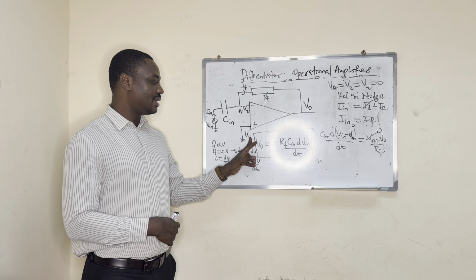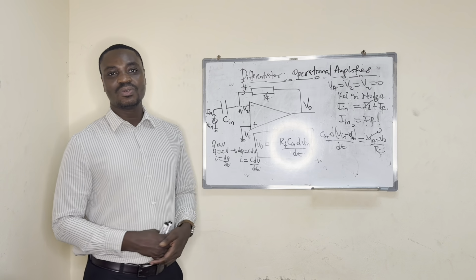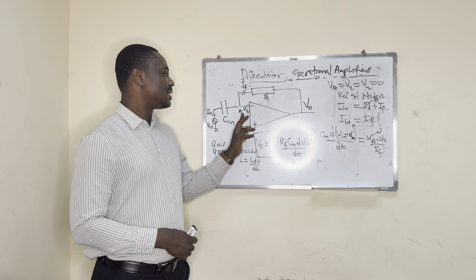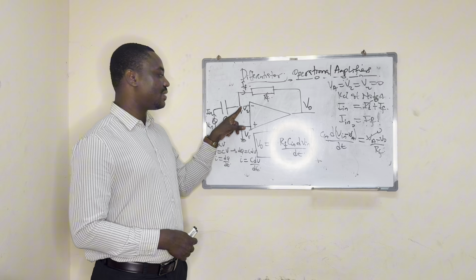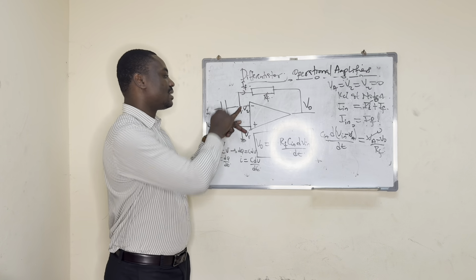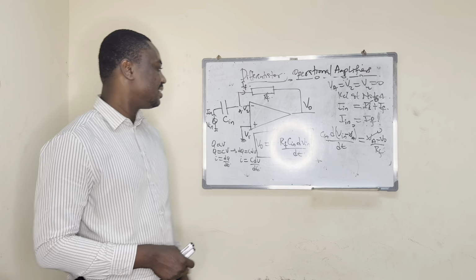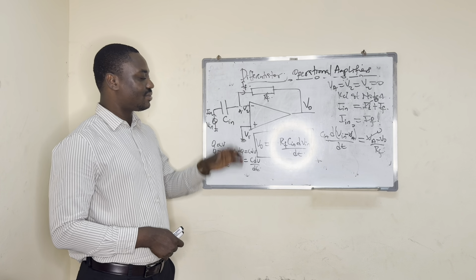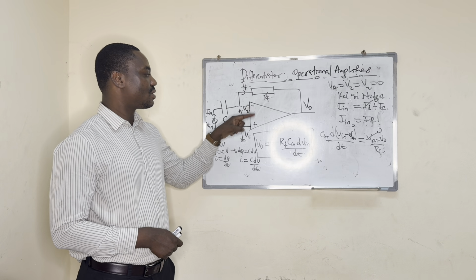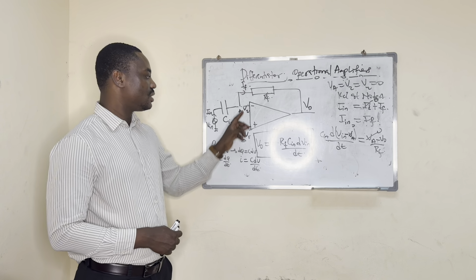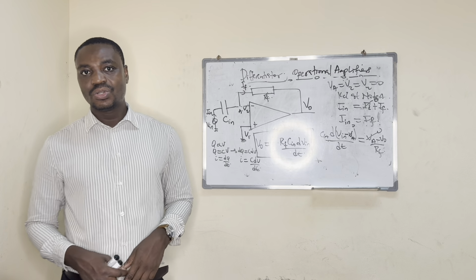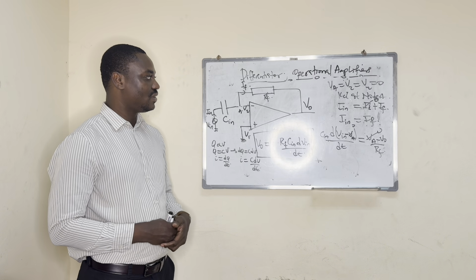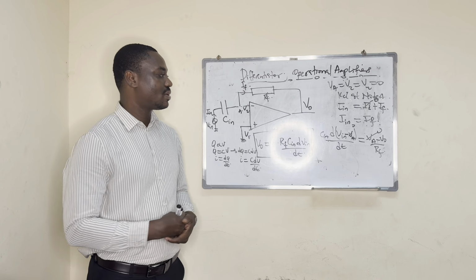Again, V1 here is grounded. That means V2 is also grounded because of virtual ground. So we have the voltage at node A, because you can see that we have a junction with a connection of 2 or 3 components. The voltage at node A is the same as that of V2, because V2 is connected to the inverting terminal, and that is also going to be 0.